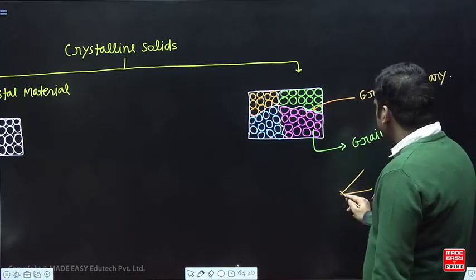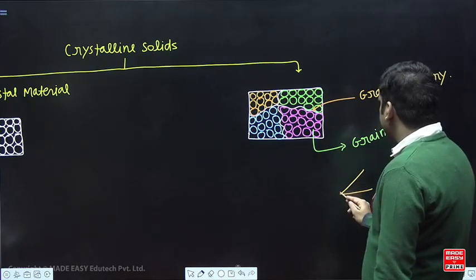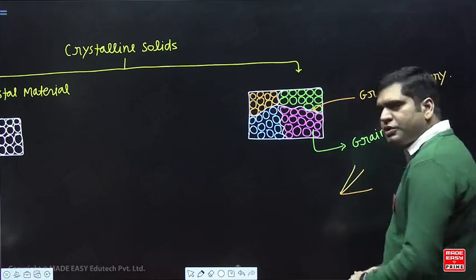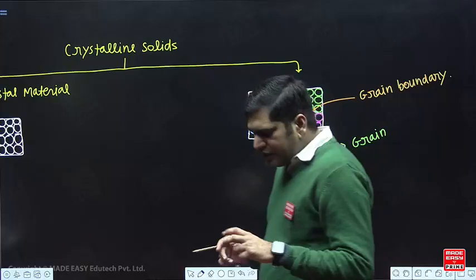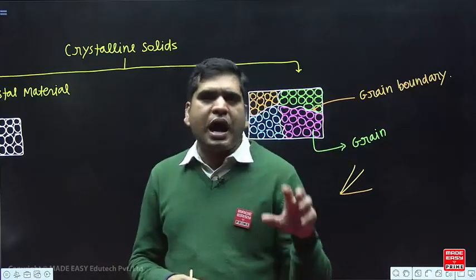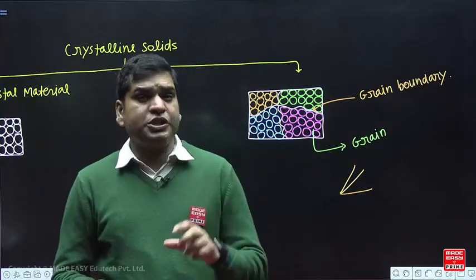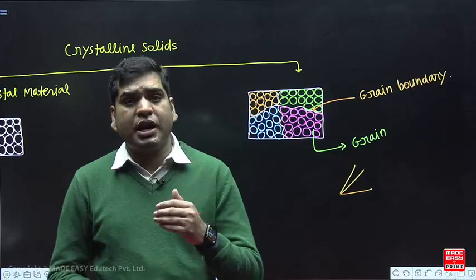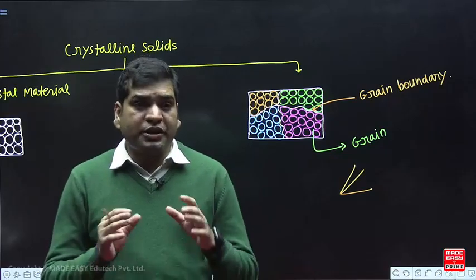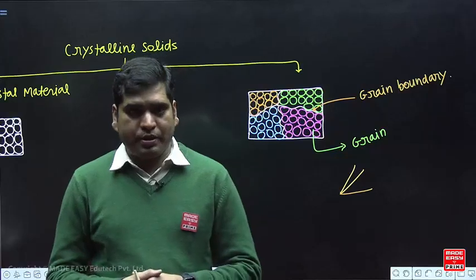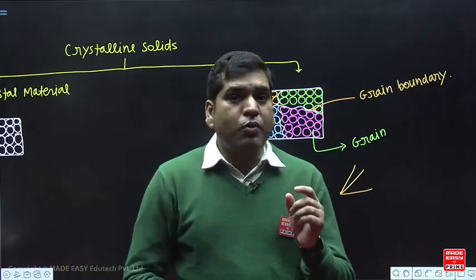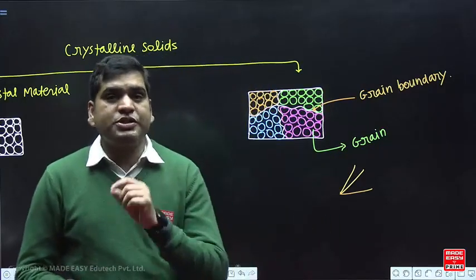But after this, their orientation is different. Let us suppose, with respect to the x-axis, 32 degrees, some different arrangement. So in polycrystalline materials, there are a large number of grains. In a particular grain, all the atoms are arranged in a single orientation, but the orientation of atoms differs from grain to grain. Because of this reason, polycrystalline materials will be stronger.